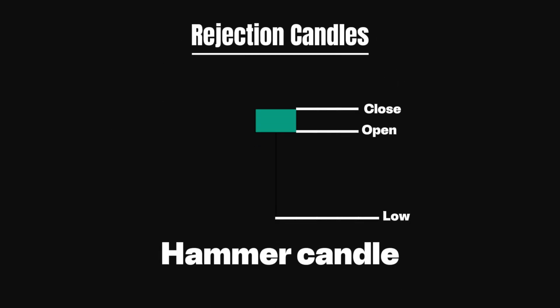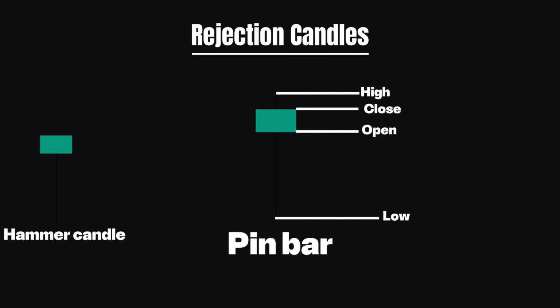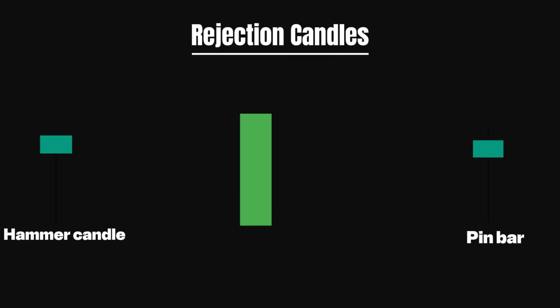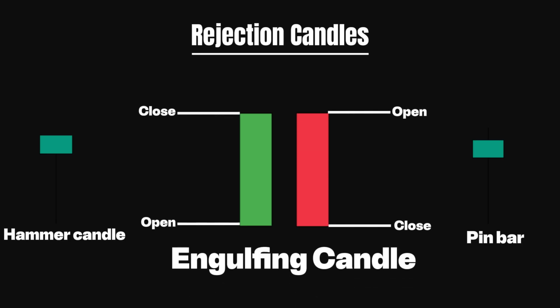Some common examples of rejection candles are a hammer candle, where price pushes down but buyers step in and push it back up before the candle closes. A pin bar, which shows a long wick rejecting the level, or a bullish or bearish engulfing candle, where the new candle completely takes control and closes over the previous candle.